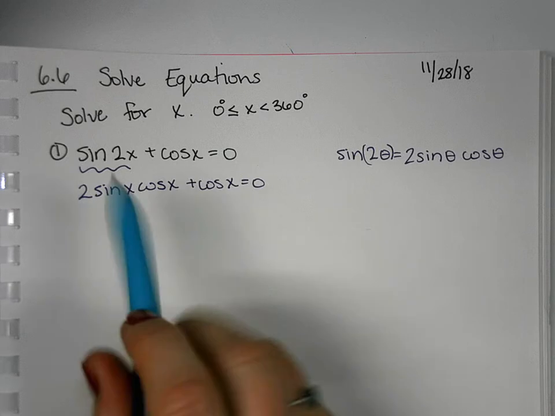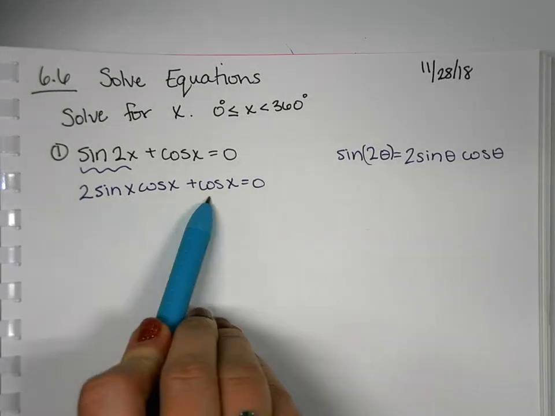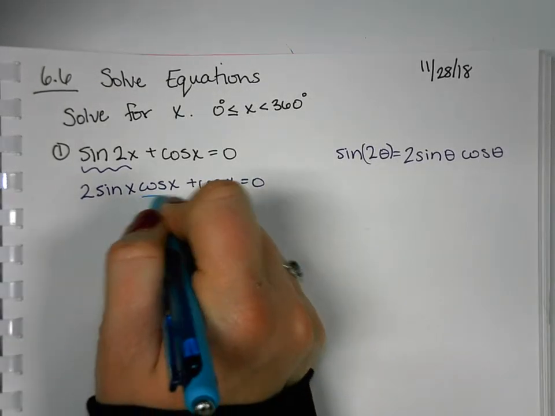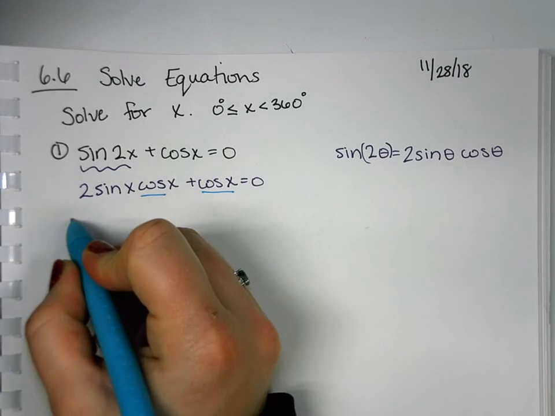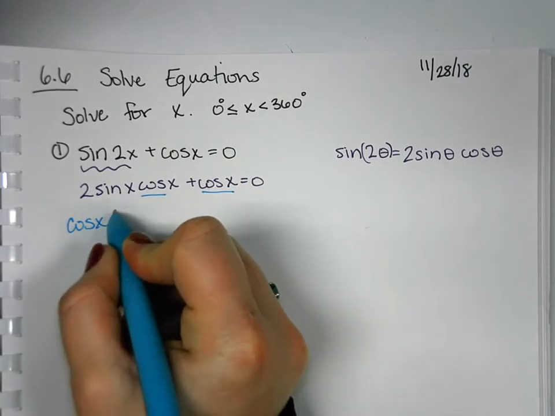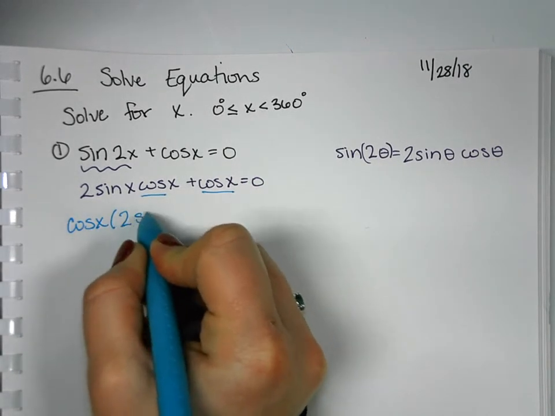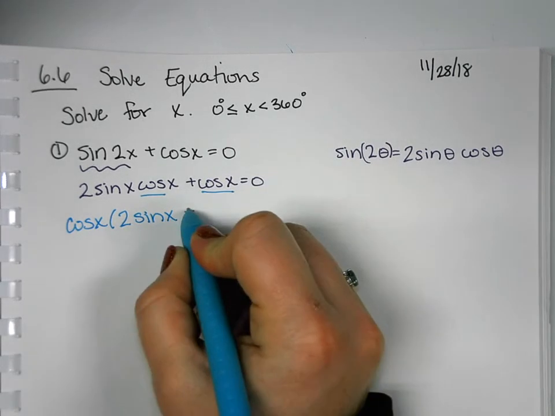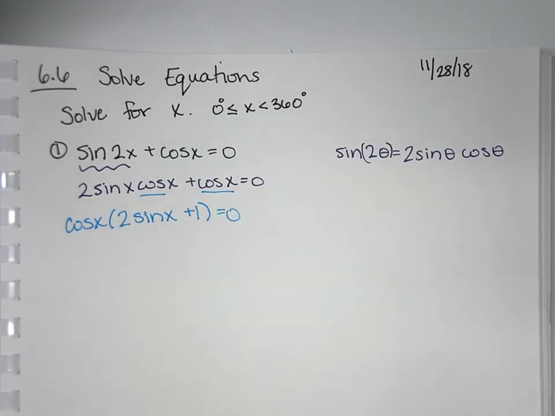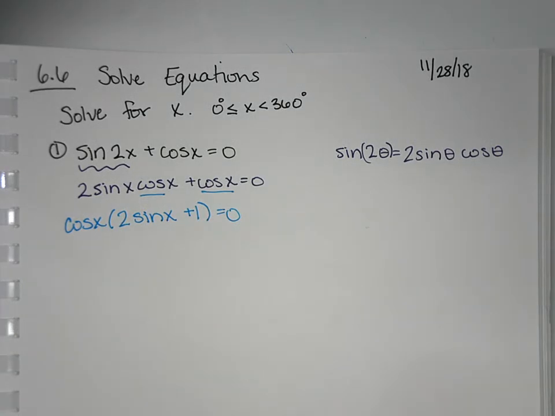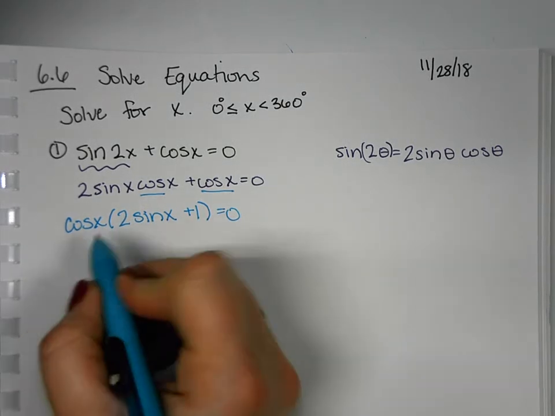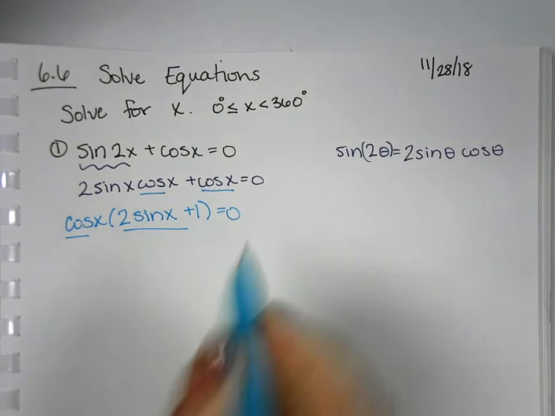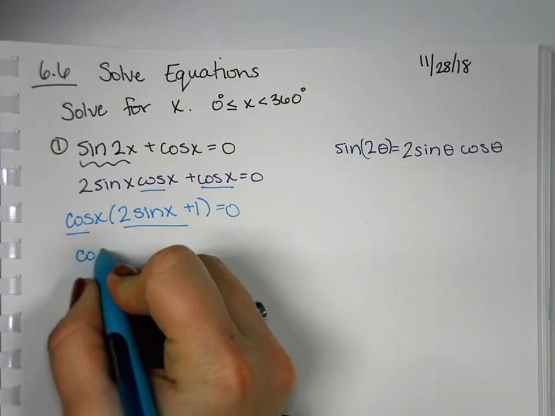So when I look at the two terms I have, they both contain a cosine. So if I factor out a cosine x, we're left with 2 sine x plus 1 equals 0. So now we're at a point where we can separate our factors and find x. So take each factor and set it equal to 0.